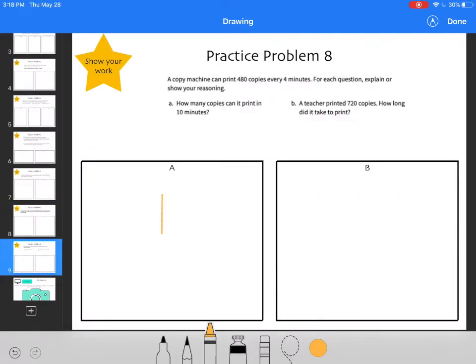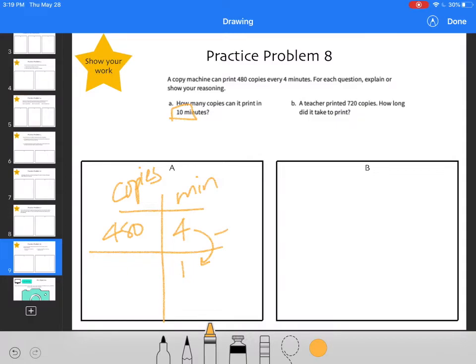Okay, we have a copy machine and it makes 480 copies in 4 minutes. For each question, explain or show your reasoning. So how many copies can it print in 10 minutes? So I have 480 in 4 minutes. Because they want to know 10 minutes, I want to figure out how many copies I can get in 1. So I'm dividing by 4. So I get 120 copies in 1 minute. So in 10 minutes, I get 1,200 copies.